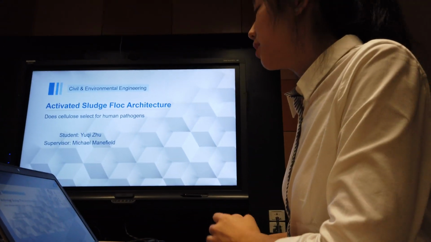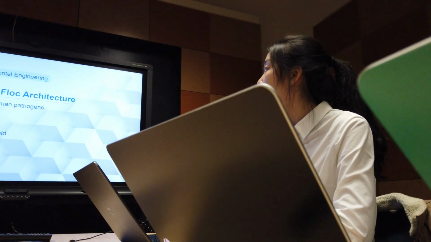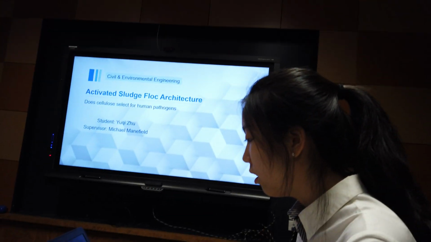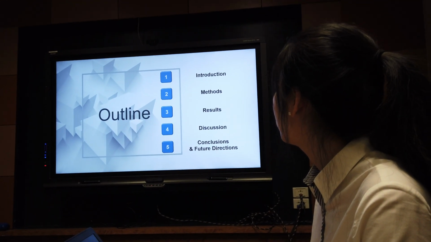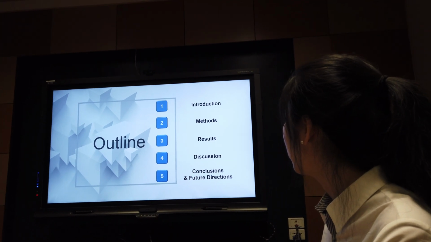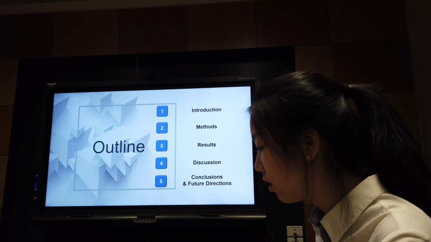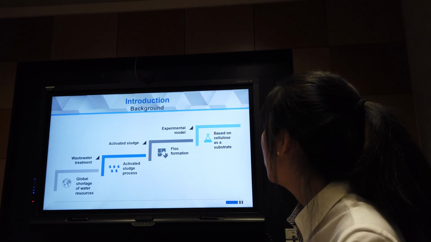My topic today is activated sludge flock architecture, and I'm also going to discuss the cellulose-like substrate for human pathogens. First, there are 5 parts in my content: introduction, methods, results, discussion, and conclusions and future directions. And first, this is our background.